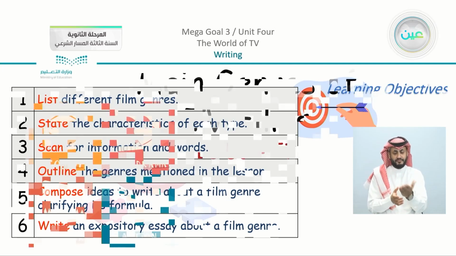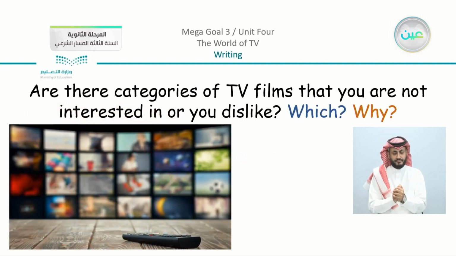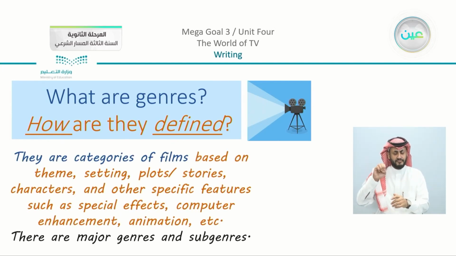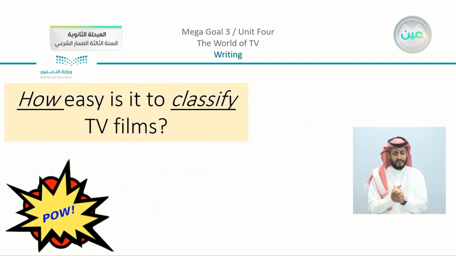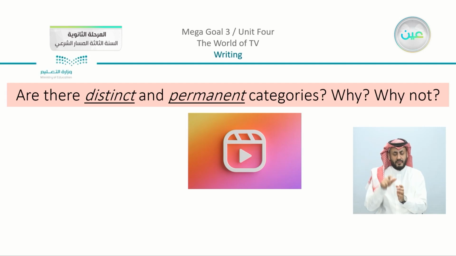So let's start. Now, just to revise what we had, which is, of course, the title, Main Genres of TV Films, pages 56 and 57. We had the question, are there categories of TV films that you are not interested in or you dislike, and why? We also discussed what is the definition of genres. We passed by the definition, and also we had the question, how easy is it to classify TV films? Also, we have here the question, are there distinct and permanent categories? Why or why not?